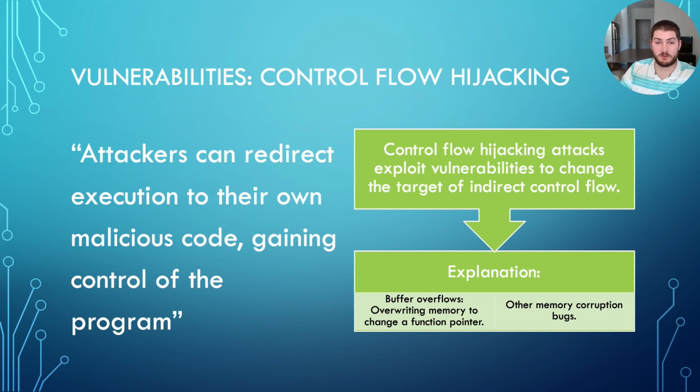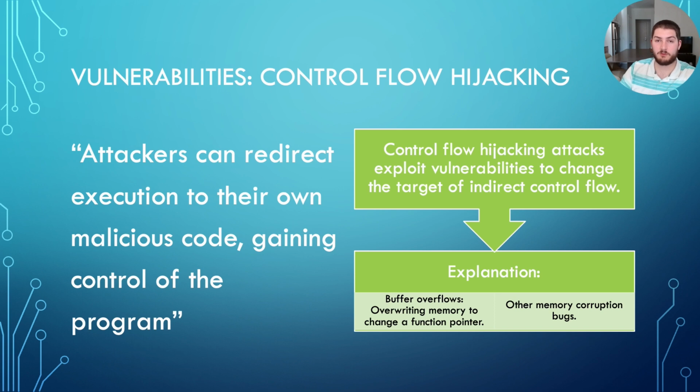To illustrate this, let's consider the specific case of function pointers as shown on the slide. If a program uses function pointers and an attacker can find a way to overwrite the memory where a function pointer is stored, they can change the function that will be called. Instead of calling a legitimate function, the program will jump to an address specified by the attacker, which could point to malicious code. On the slide, you can see two common attack vectors used in these control flow hijacking attacks: buffer overflows and other memory corruption bugs.